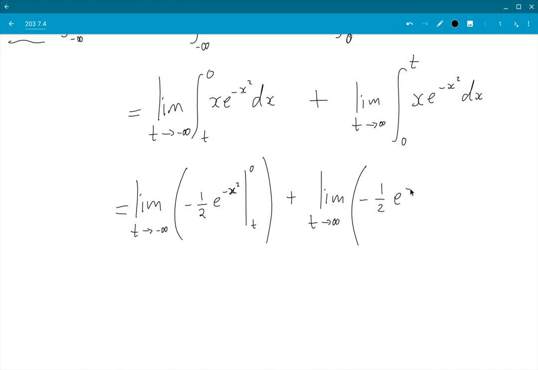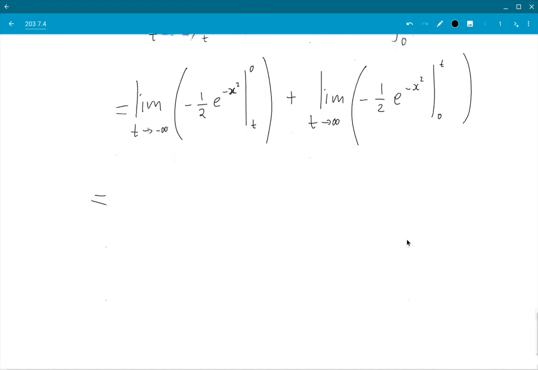Same thing in the second integral, but now I'm going from 0 to t. Now what? Limit t goes to minus infinity. Very tedious, but you absolutely must use these limits. As I mentioned before, if you don't use limits, you're going to get, at most, half the marks.